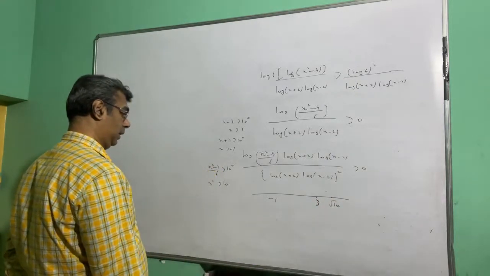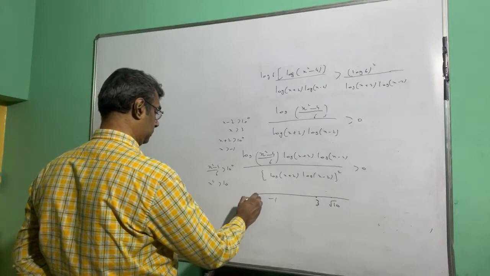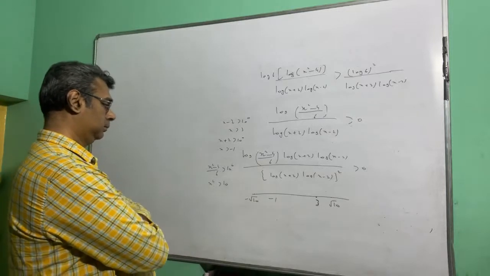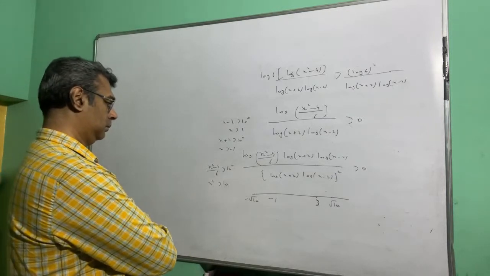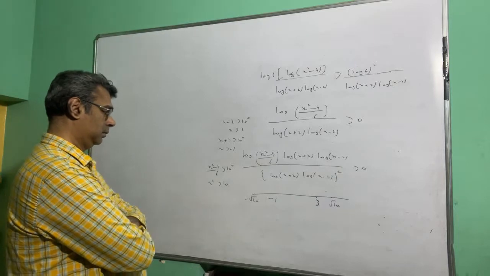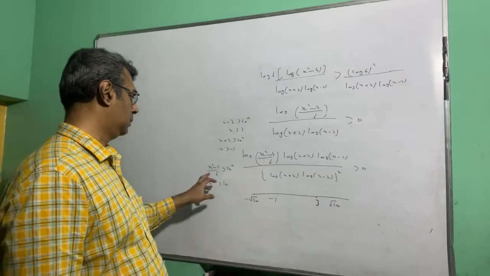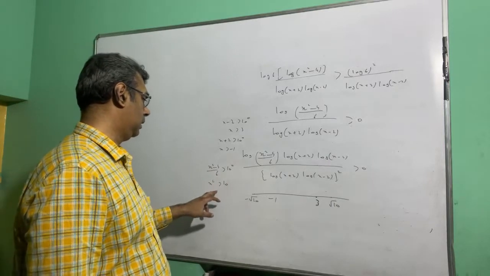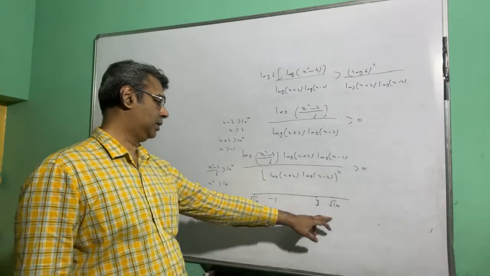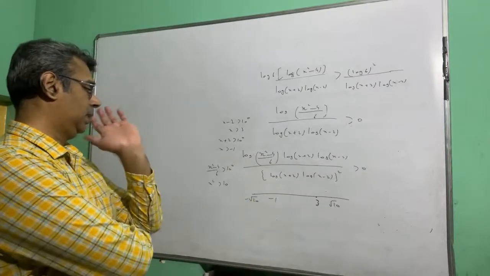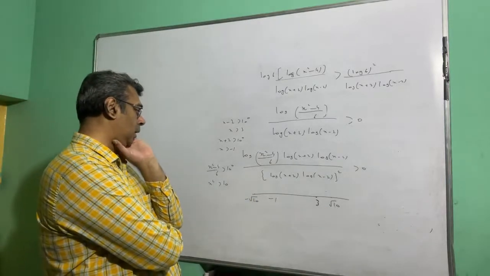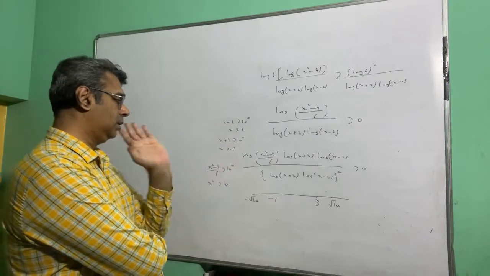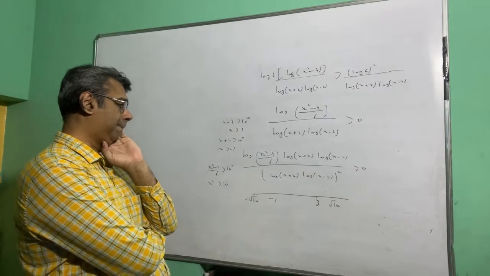So x will be greater than root 10. x squared minus 4 by 6 greater than 1, so x squared greater than 10, so x is greater than root 10 and less than minus root 10. Okay, right. So these are the intervals we have defined.